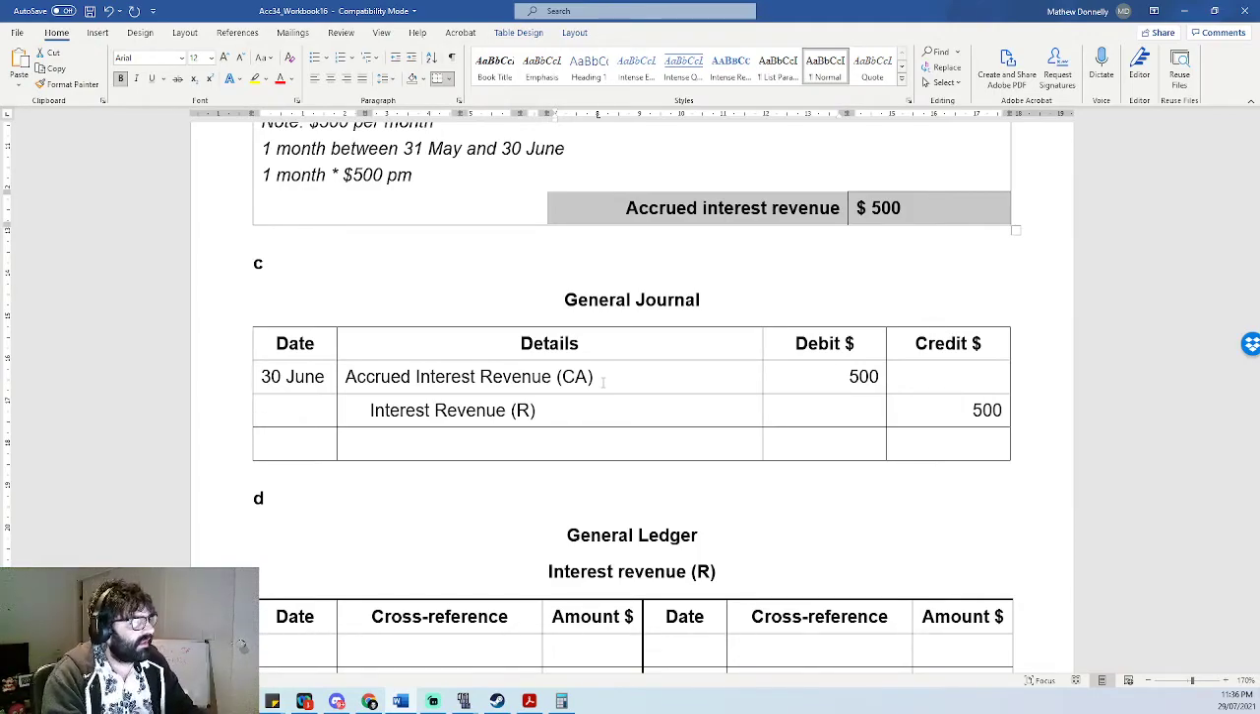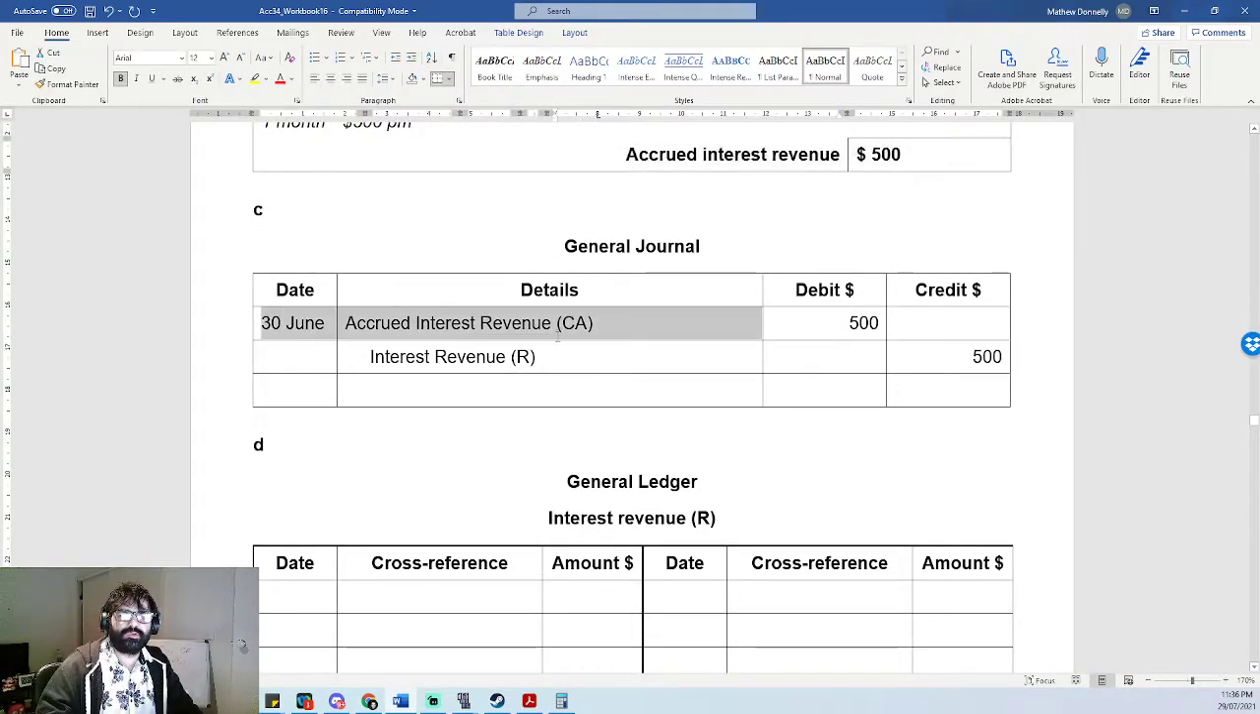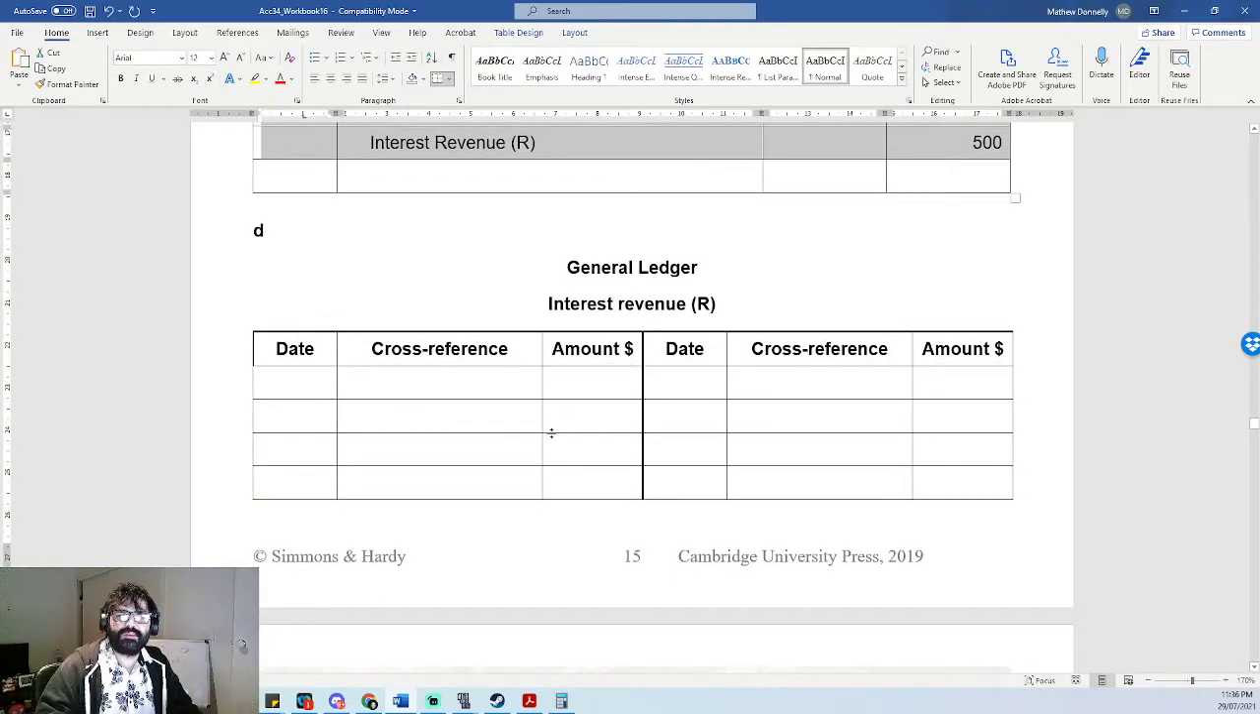So we'll go D again, sorry. Show how the interest revenue and accrued interest revenue accounts would appear in a general ledger of Diane's Delicacies as at the 30th of June after closing and balancing entries have been made. We got there. So all I need to do is put C into here. That's all I need to do.